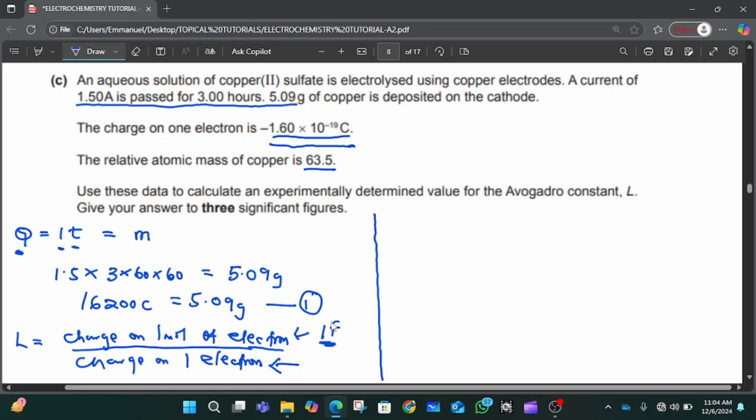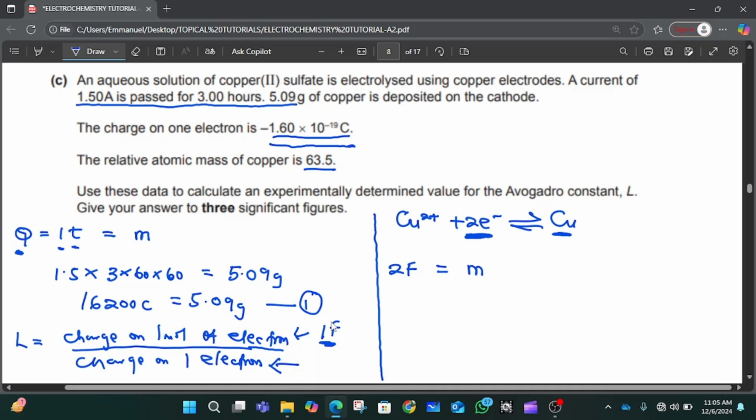And to calculate 1 Faraday, we need a second equation. To write the second equation, we first of all need to consider the copper half cell. So you have Cu2+ + 2e- giving Cu. We know that 1 Faraday is equal to the charge on 1 mole of electrons. But in this equation, there are 2 moles of electrons passed. So it means that we are dealing with 2 Faradays in this equation, and this 2 Faradays is equal to the mass of copper deposited.